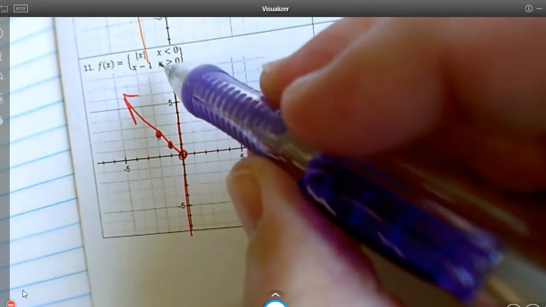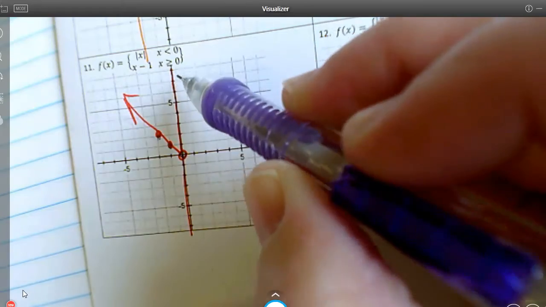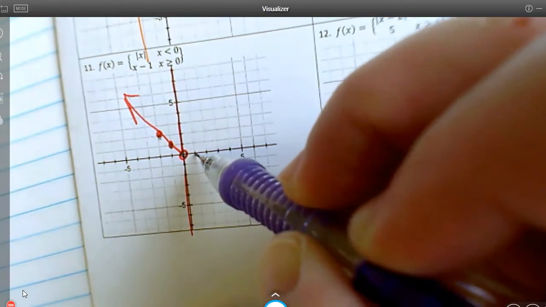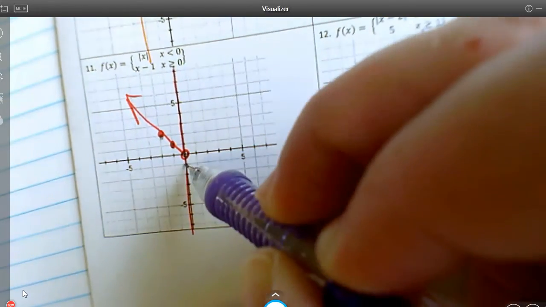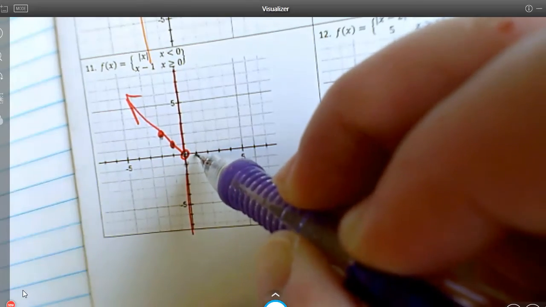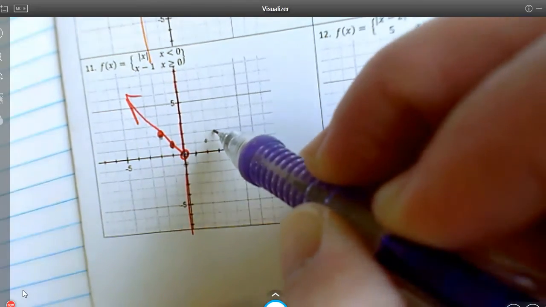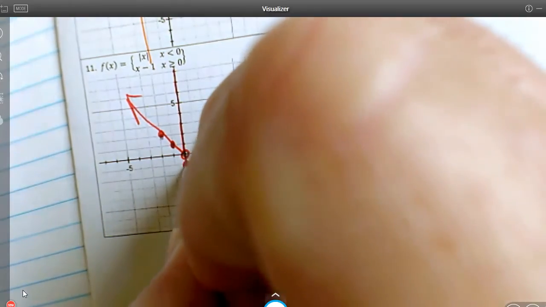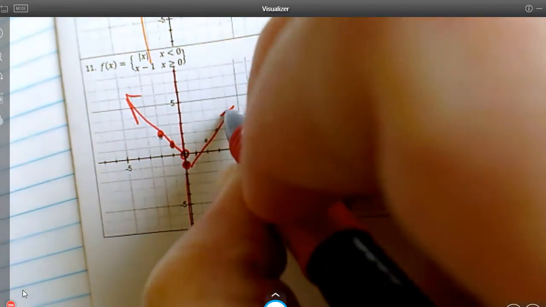Okay, and then the next part is the greater than or equal to 0. It says to start it at -1 and go up 1 and over 1. All of that is on the correct side, so we're good to just draw it. And that would be down at -1 with a closed circle and then coming up.